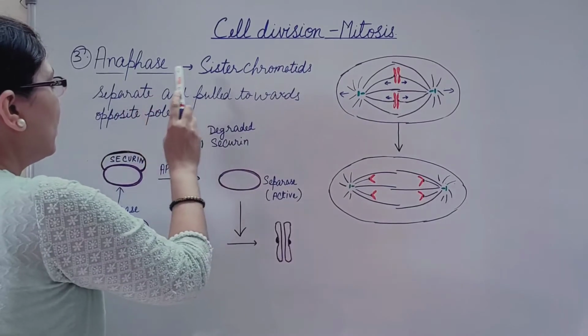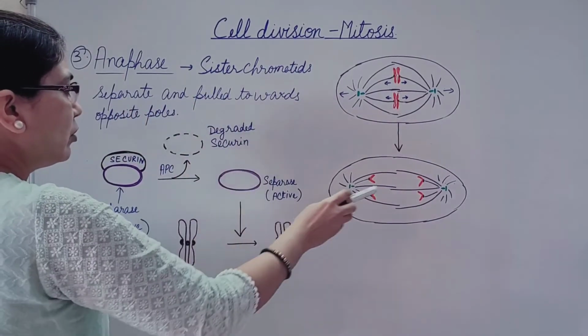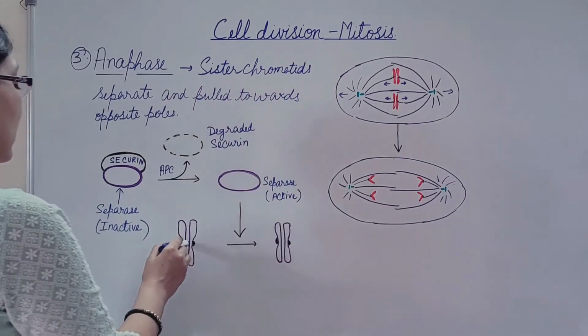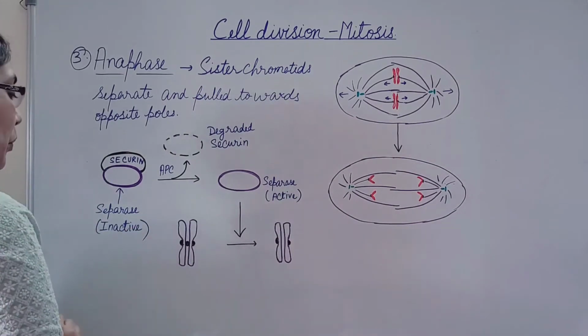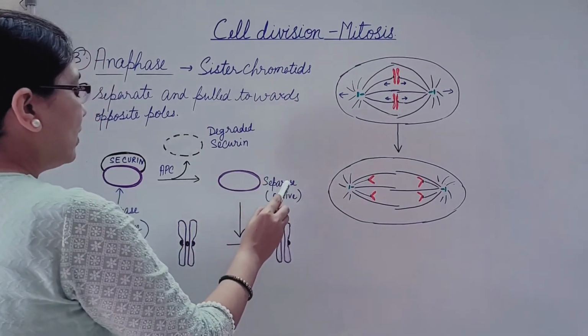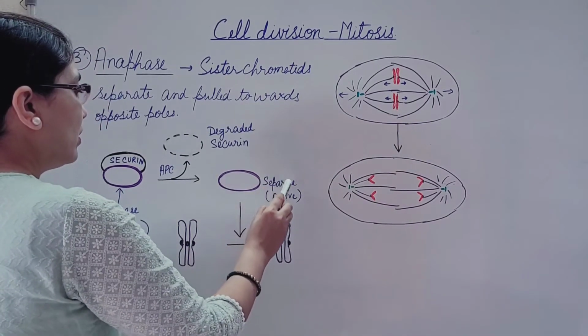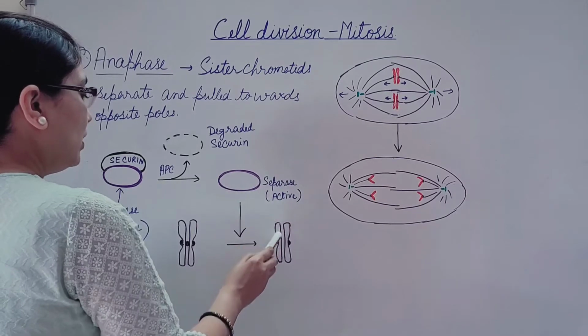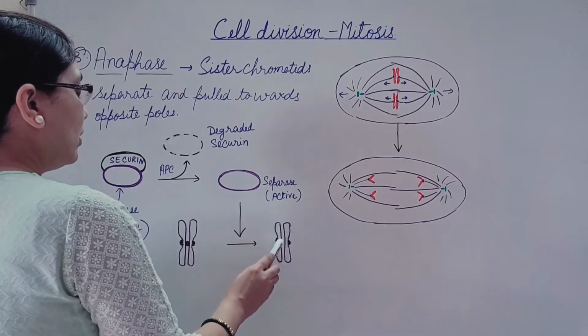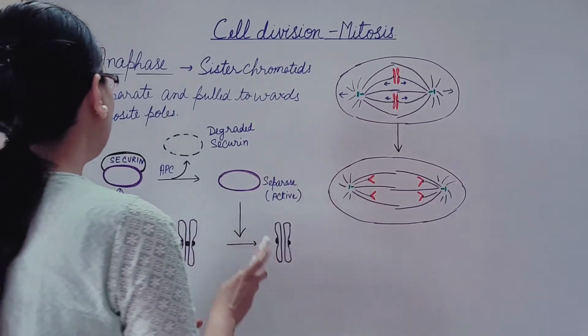Third is anaphase. In this, sister chromatids are separated and move towards the opposite pole. Sister chromatids are held at the centromere by the cohesin protein. This cohesin protein is degraded by the separase, which is ubiquitin cysteine protease. This degrades or cleaves this cohesin protein and sister chromatids are separated.